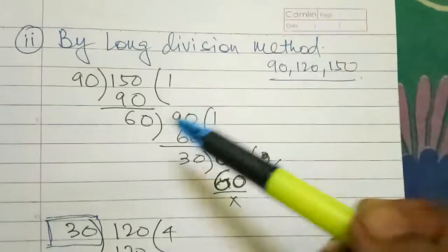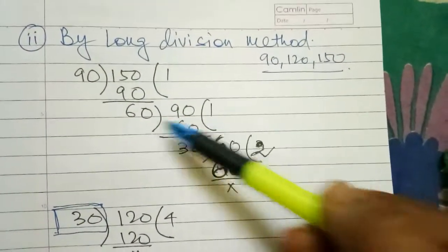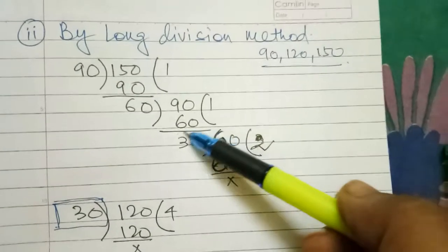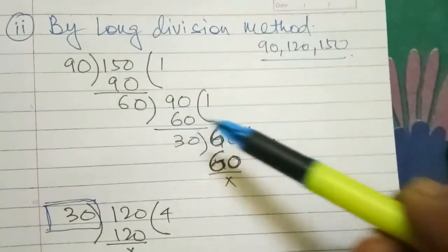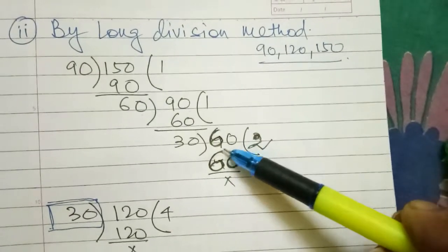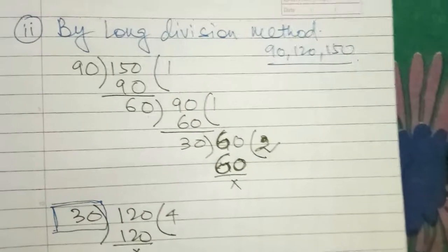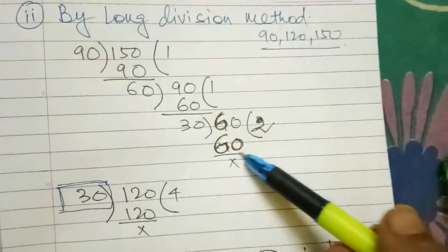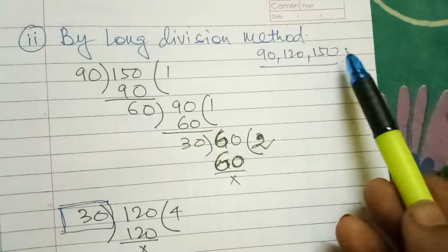See, the remainder is 60. From here 90 comes again over here. Again 90, 60 into 1 is 60, and the remainder is 30. Now again this 60 comes from here, and the quotient is written over here. Again 30 into 2 is 60. Now here it doesn't give any remainder. Now this 30 is the last part.